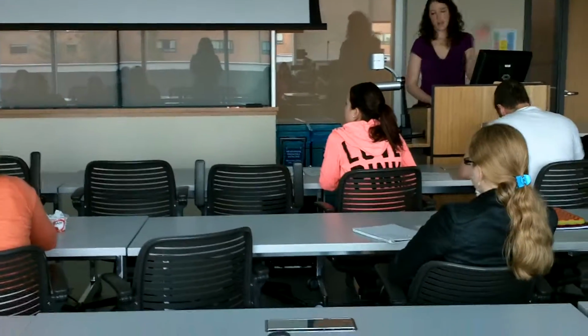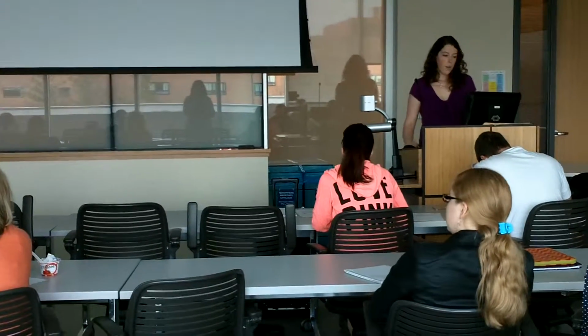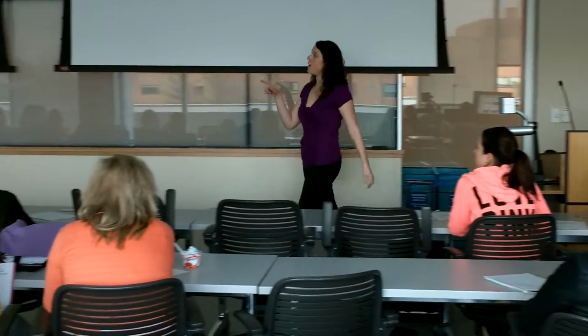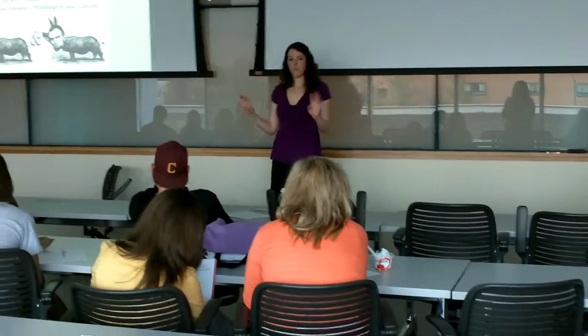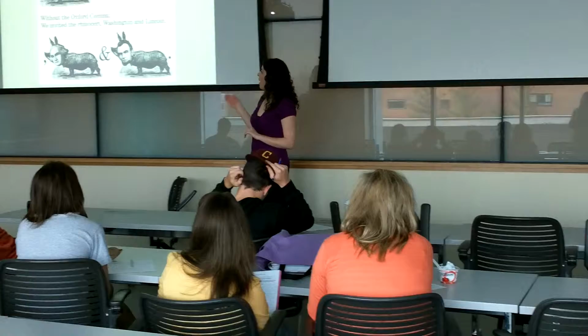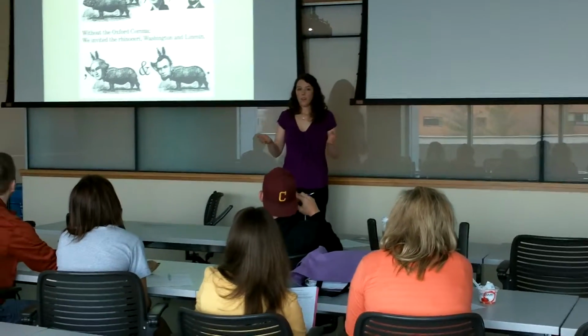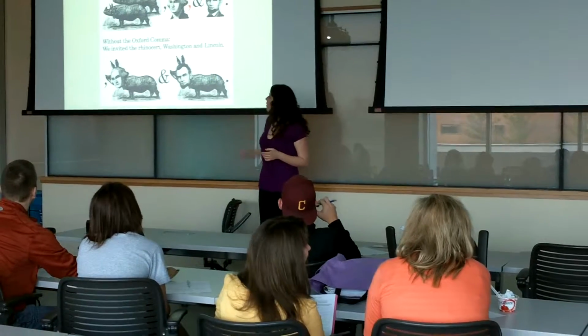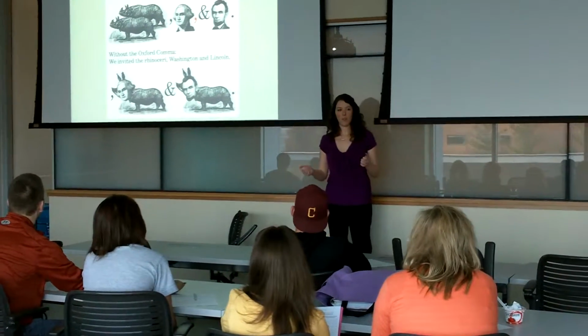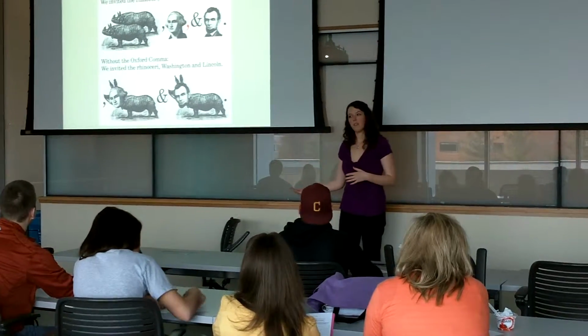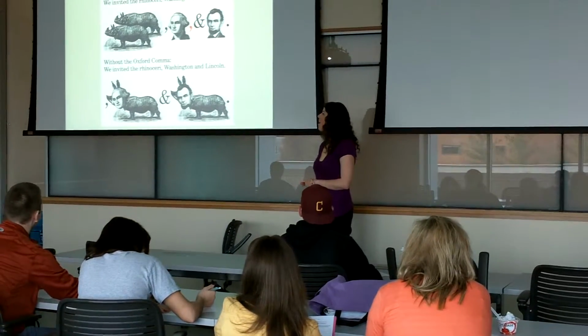So this is an example of the Oxford comma, which I was telling you about. So pretend like you're talking about a party. We invited the rhinoceri, Washington, and Lincoln. So three different people or things. Without the Oxford comma, we invited the rhinoceri, Washington and Lincoln. So without that one comma right there between Washington and Lincoln, it kind of makes it sound like you've named the rhinoceri, Washington, and Lincoln.